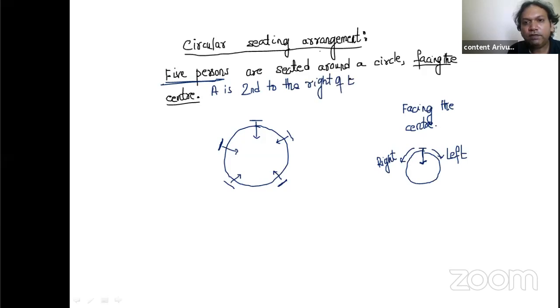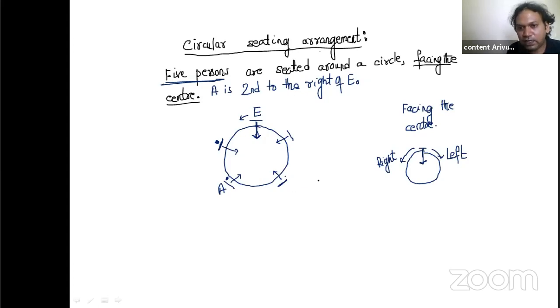Okay. So if this was a statement given to us, I could place E anywhere, because in the circle there's no starting point or ending point. So I'll place E anywhere and count from there, second right. Now, since E is facing the center, right is in the anti-clockwise direction. So first right is this one and second right is this one. So A will be here. If by chance you put A here, your entire question will be wrong. So which is why we need to know which side is right and which side is left.